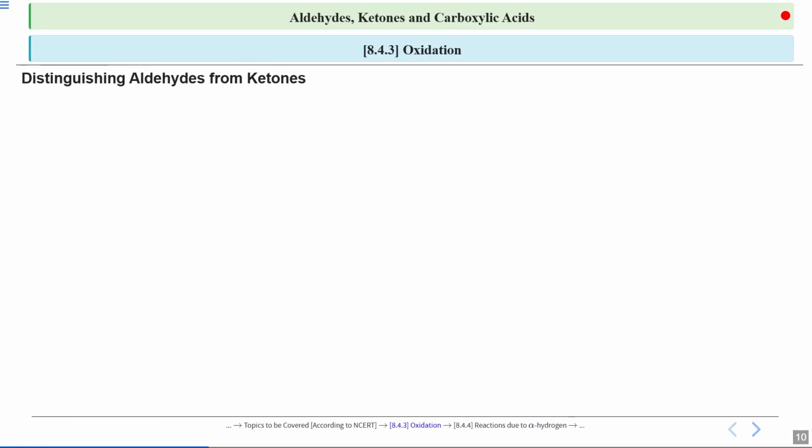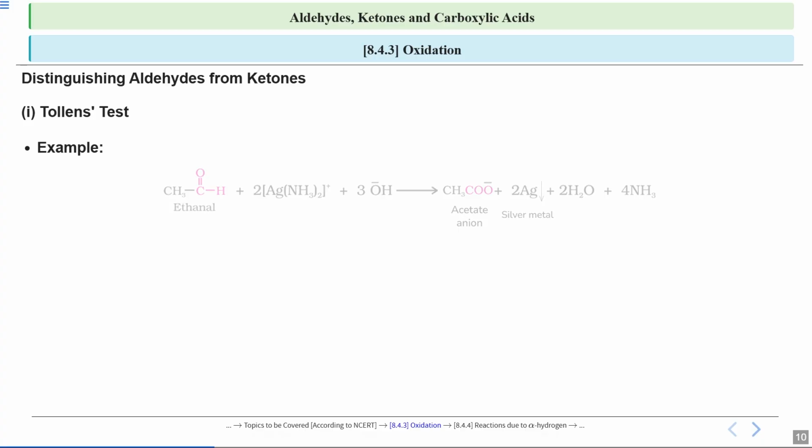So now we are focusing on the Tollens test. Let us see with the help of an example. If you see over here, this is ethanal. Ethanal is an aldehyde. Now when you react ethanal with Tollens reagent in the presence of a basic medium, you will get a carboxylate anion, that is acetate anion, CH3COO minus. Along with that, you get a silver metal, and water and ammonia come as side products. So this is an example of the Tollens test.